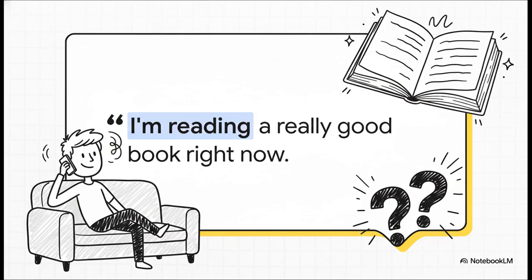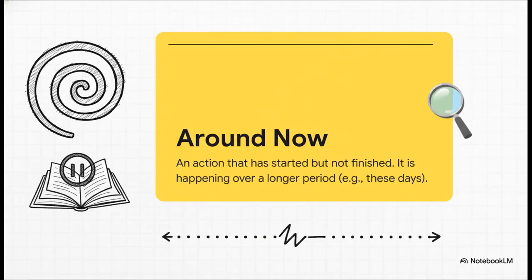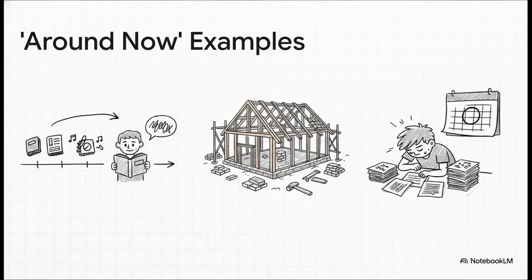But wait a minute, you know he's on the phone. He's not holding a book. His eyes aren't on a page. So is Steve lying? What's going on here? No, of course not. He's just zoomed out. He's using a wider definition of now. He means he started the book a few days ago. He hasn't finished it yet, so he's in the middle of the process of reading it. The video of him reading that book might be paused for the phone call, but the movie isn't over. It's happening around now.